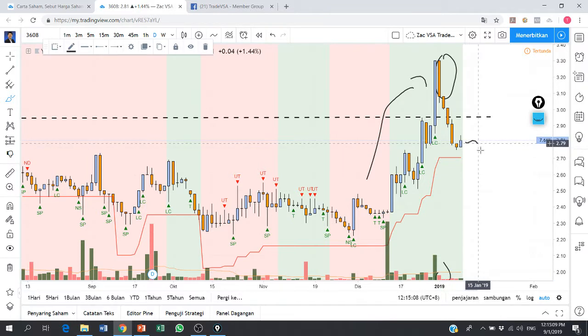Probably it will retest around this area again before pushing back up. So from here to here, I think it's around 5-6%. 5-6% for me is a very low risk trade, for you to trade with low risk and high rewards.